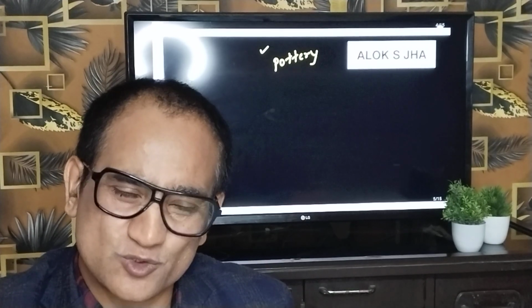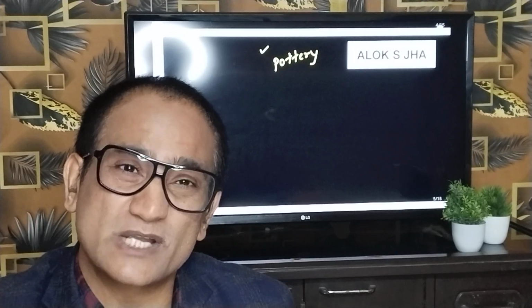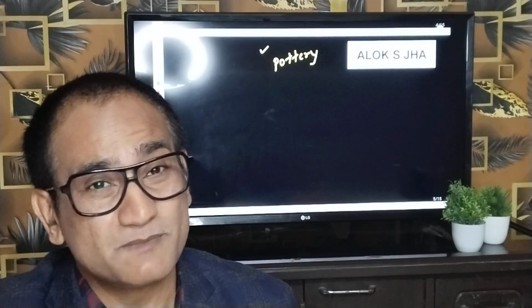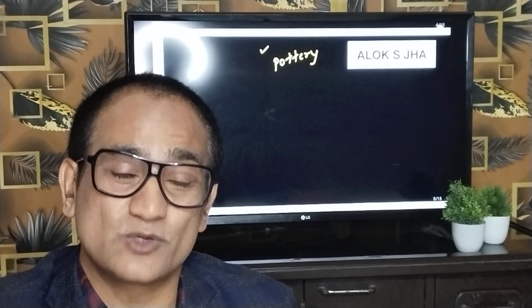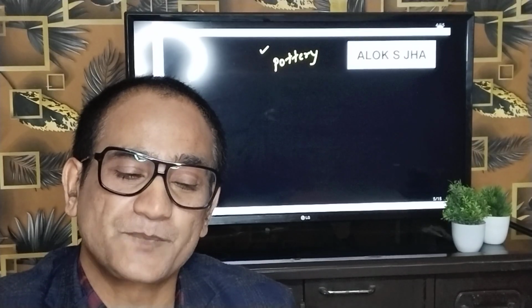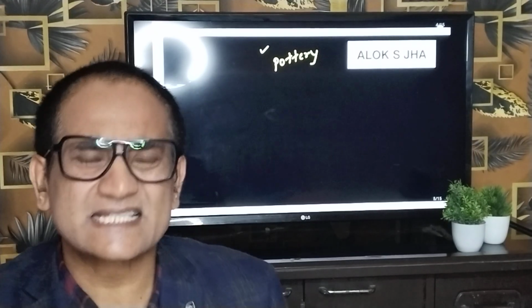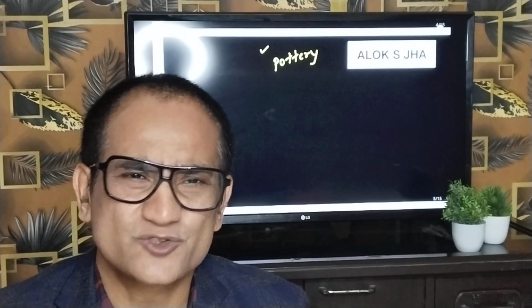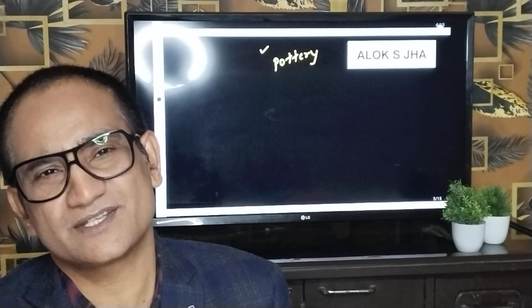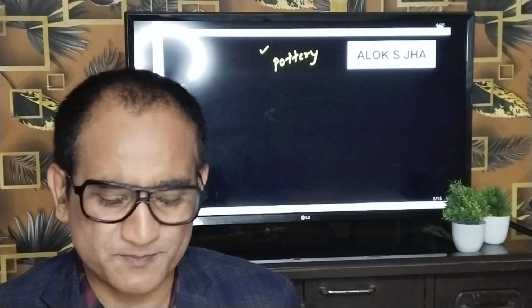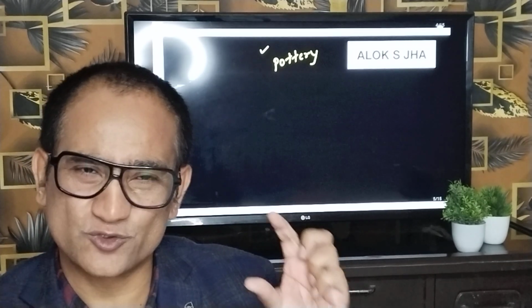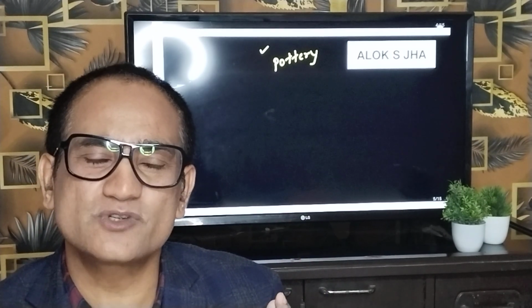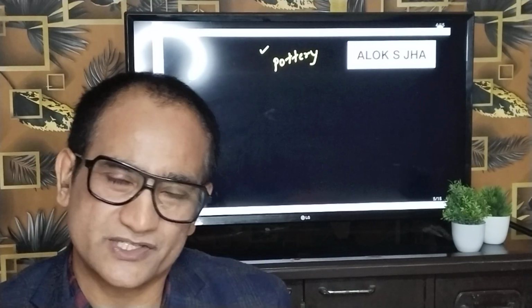You can see polished tools, you can see pottery making, you can see domestication of plant and animal, you can see agriculture, you can see settled life, right? So all these changes, they are revolutionary changes. So in that context, we should call Neolithic age a revolution. Fine. So this part is done. First part is introduction. Second part you are writing about significant changes.